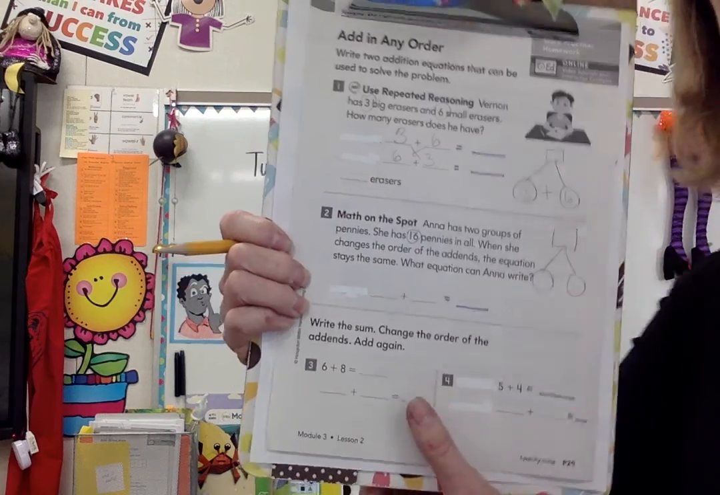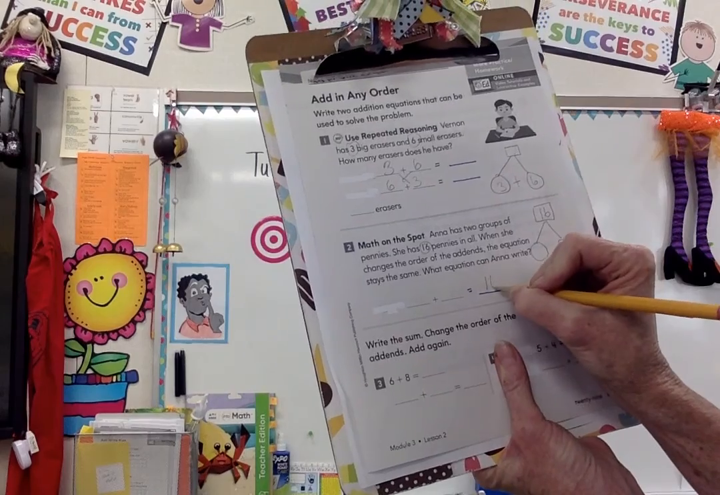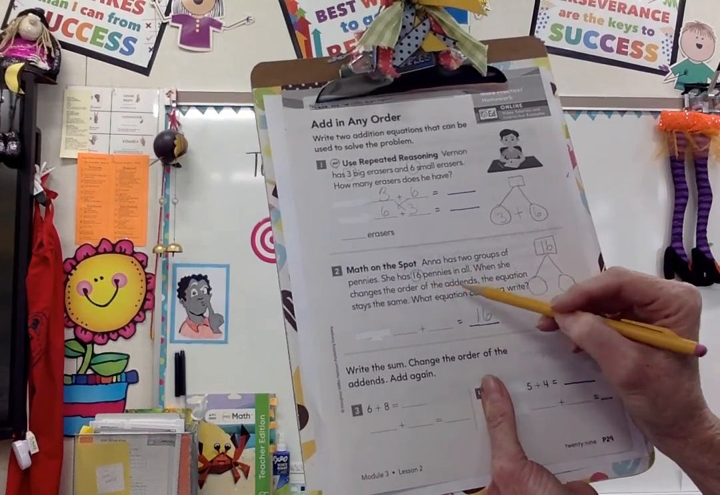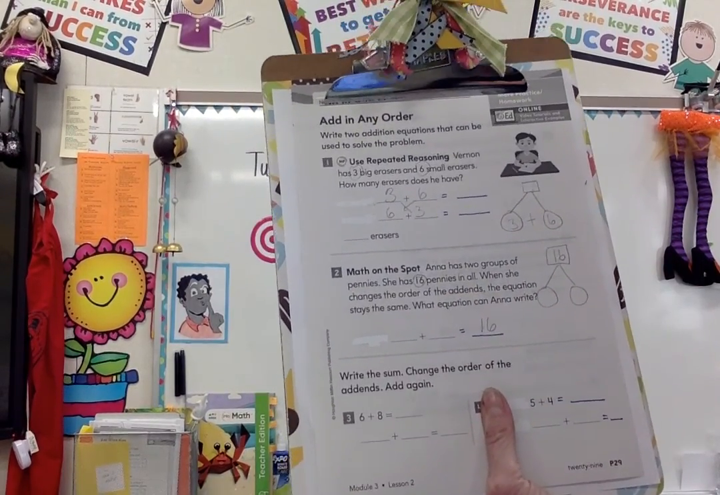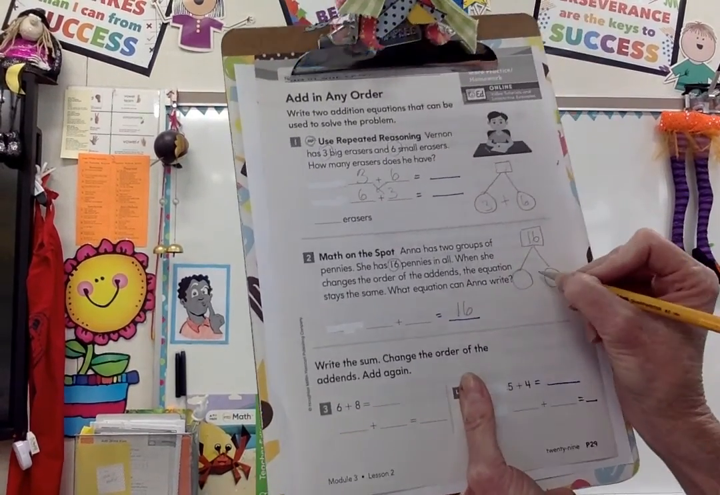16 is the total. This is what I'd have here. 16 is here, so this is going to equal 16. Okay? When she changes the order of the add-ins, the equation is the same. What equation, what 2 parts could I have that would equal 16?